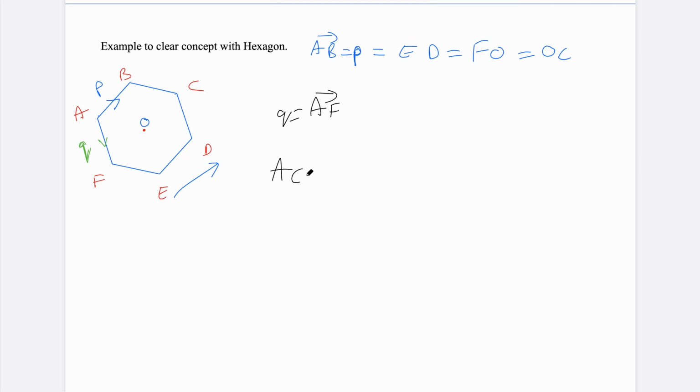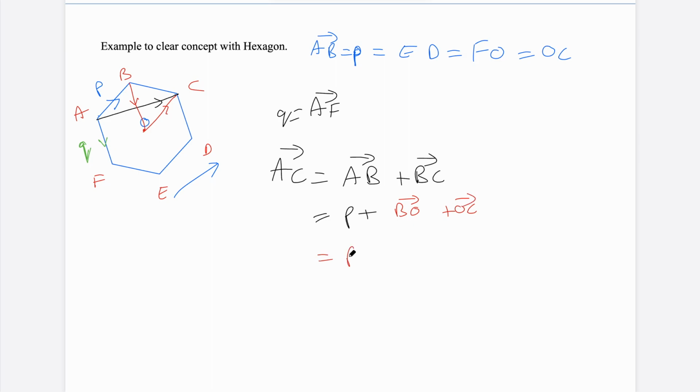So now let's find AC. If we need to find AC, I'm starting from A and ending at C. So I know I can take this path, AB plus BC. Now see that BC is unknown. We know what AB is. So let's get started. AB is P. Because BC is unknown, I am selecting this path, that BC is BO plus OC. So that's BO plus OC. Now see for yourself that BO is actually equal to Q and OC is equal to P. So the final answer is 2P plus Q. Now we know that AC is 2P plus Q.